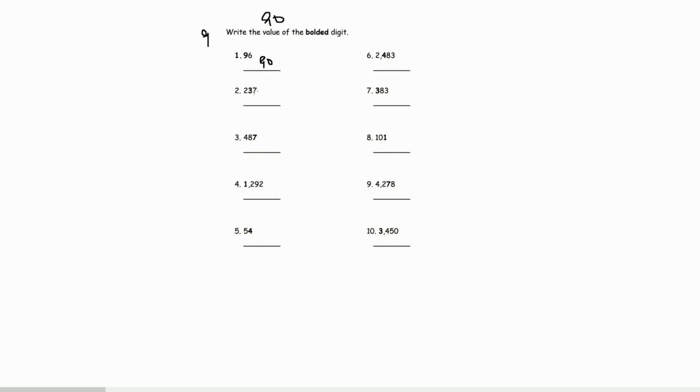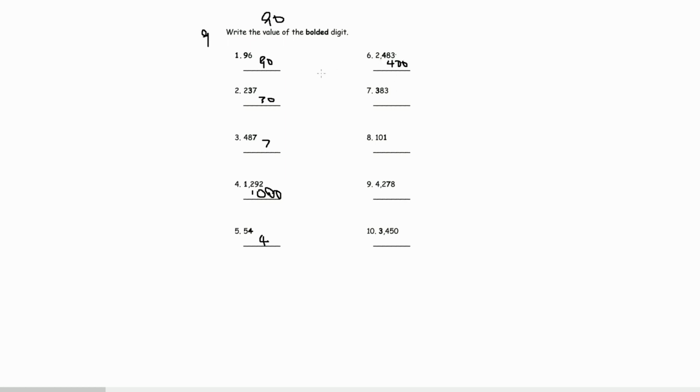This one, the 3 is in the middle, which is ones, tens, and hundreds. So this is in the tens, so that would be 30. This one is in the ones, so that would be just 7. Ones, tens, hundreds, thousands, so that would be 1,000. This one is in the ones, so that would just be 4. Ones, tens, hundreds, that would be 400.